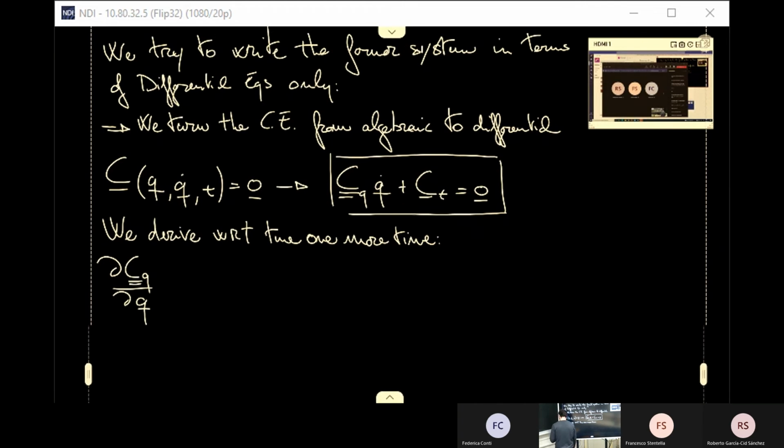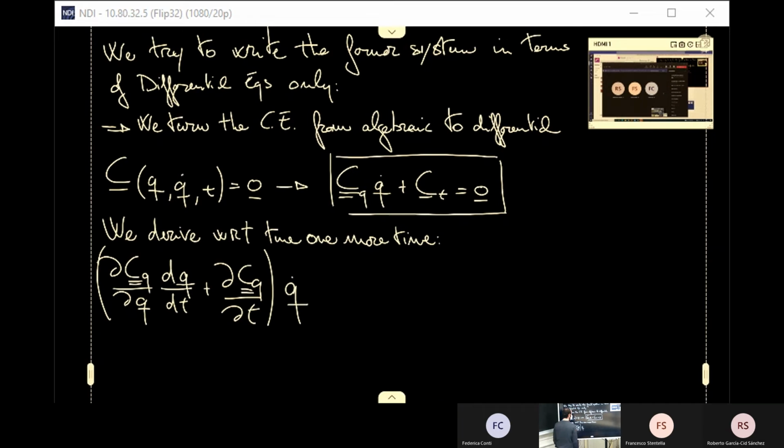We're going to do this times the dq over dt plus the dC_q over dt. And all of this is multiplied by q dot. This is the chain rule, basically. And then we have C_q times d q dot over dt, and then we have the d C_t over dt.